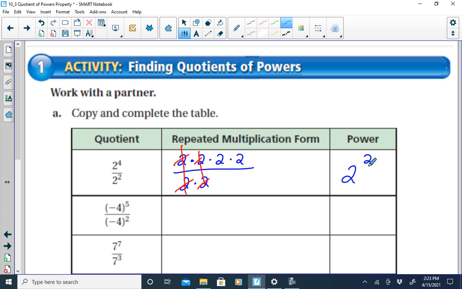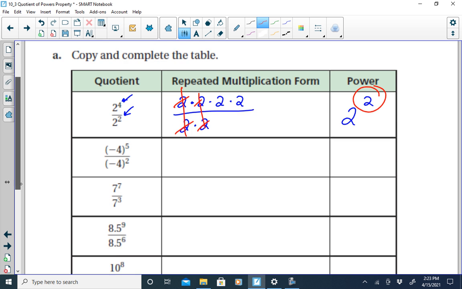And we can see that this 2 to the 2nd power is the result of subtracting the exponent of 4 and the exponent of 2. 4 take away 2 gives us the power. Notice the base stays the same, right? The base is still 2, but we subtract the exponents and we get the resulting answer.